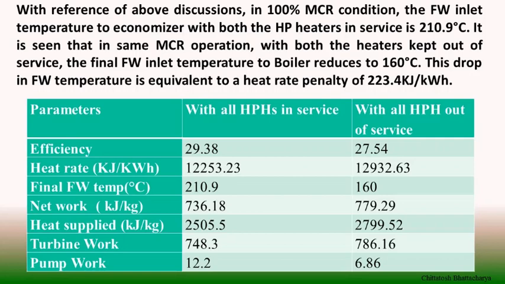So efficiency wise, we see that due to the unavailability of HP heaters, the efficiency reduces from 29.38% to 27.54%, and heat rate increases from 12,253.23 to 12,932.63 kilojoule per kilowatt hour.